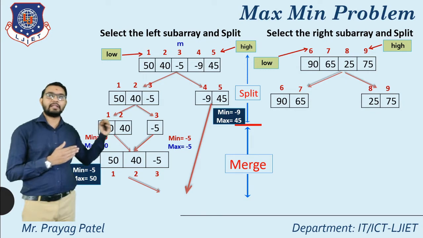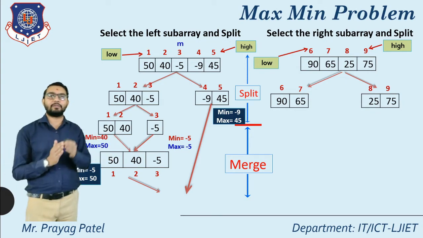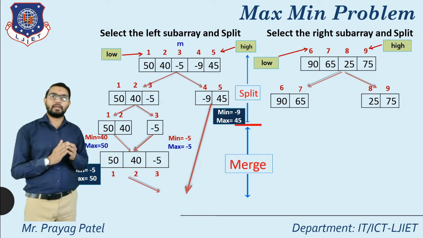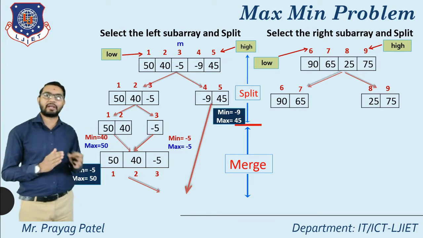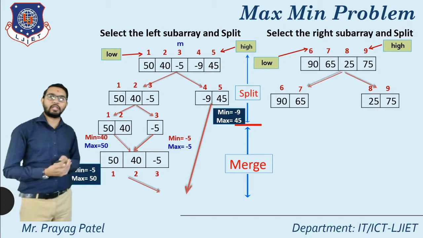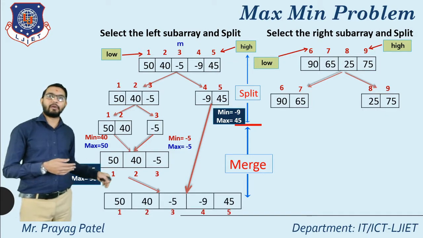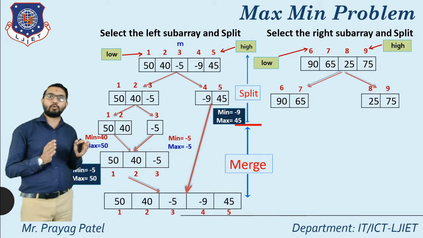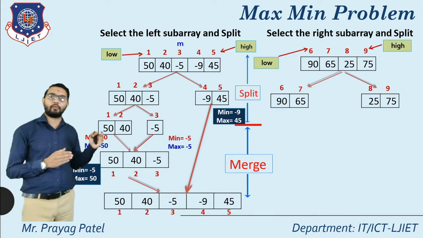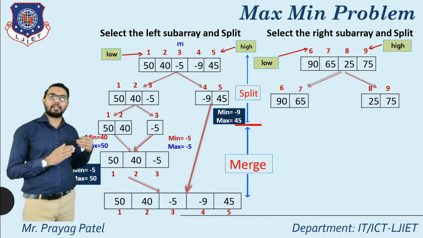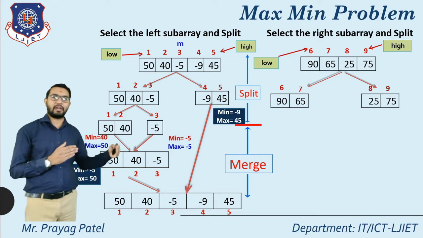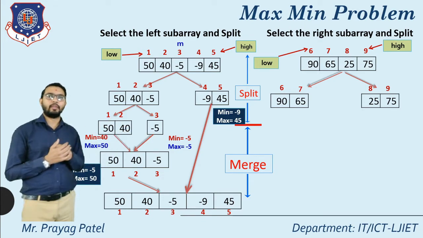How do we find this value? Because we compare location 4 with 5. Location 4 is the minimum, so the minimum is minus 9 and 45 is the maximum. Now combine these two arrays. We get the resultant array with a total of 5 locations, 1, 2, 3, 4, 5, with values in the same sequence: 50, 40, minus 5, minus 9, 45.